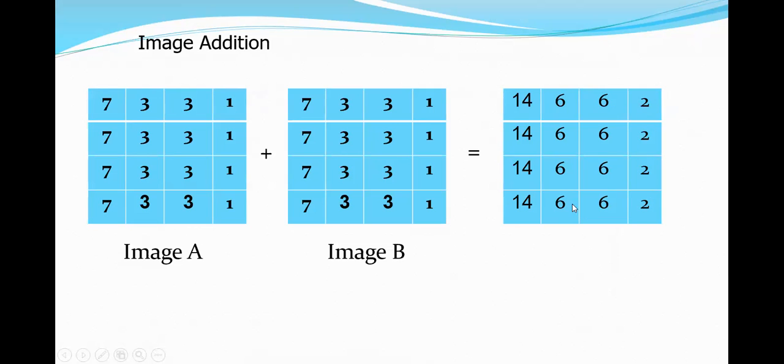So this is very simple operation. Now here what is important is that the two images that we are willing to add, they should have same size. Then only we can perform pixel by pixel addition. Okay. So here image A has size 4 by 4. Similarly, image B has size 4 by 4. Okay. So this is simple pixel by pixel addition.